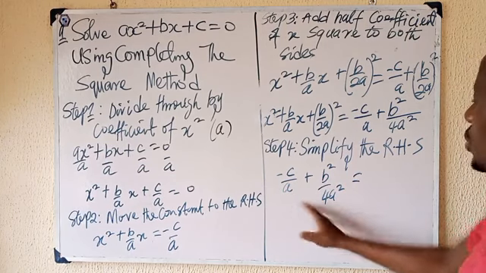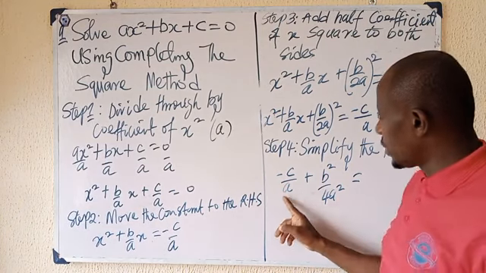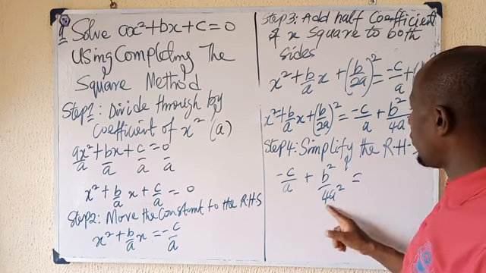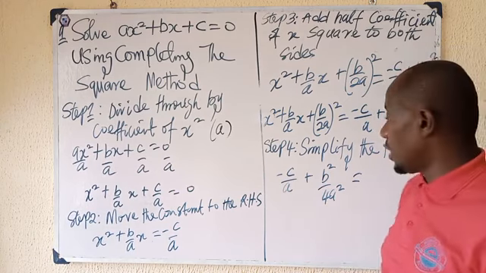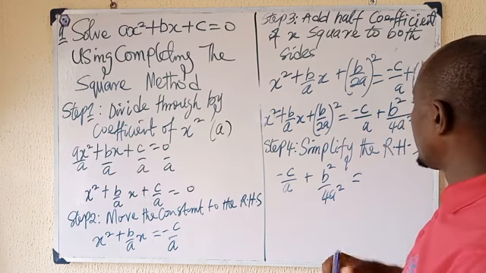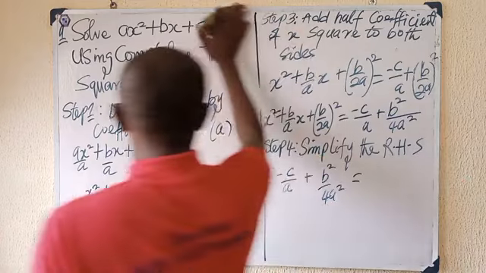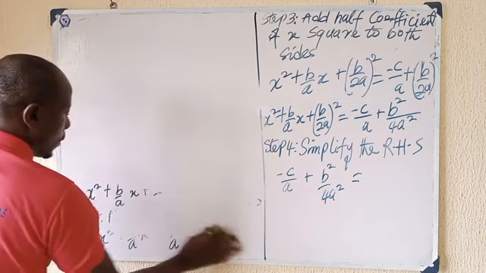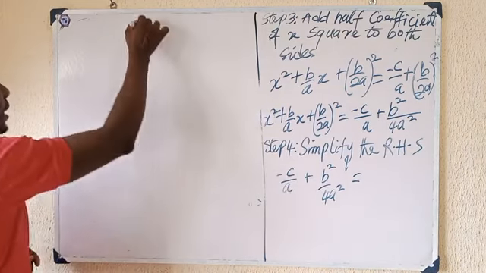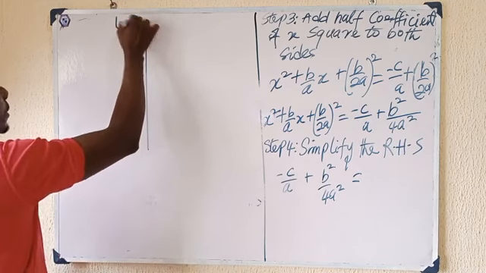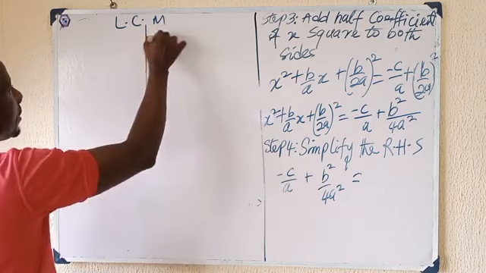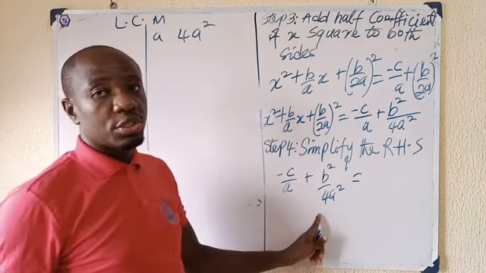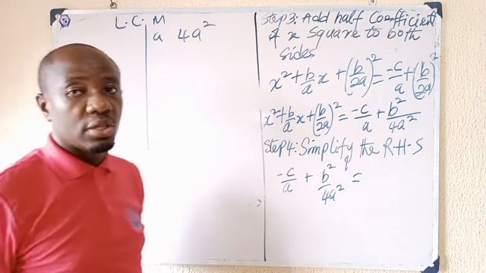Now, we want to solve this fraction. What do we do? We look for the LCM of a and 4a squared. LCM of a and 4a squared. So let us quickly look at how to find the LCM of this and this. So to find the LCM, we are going to look at it. So we have a and 4a squared. So we want to look for the LCM of this denominator and this denominator. Let's see what we are going to get.